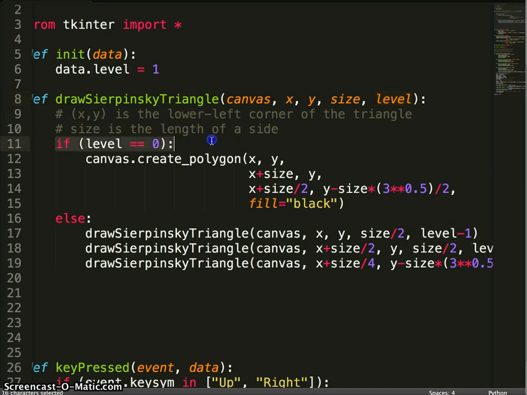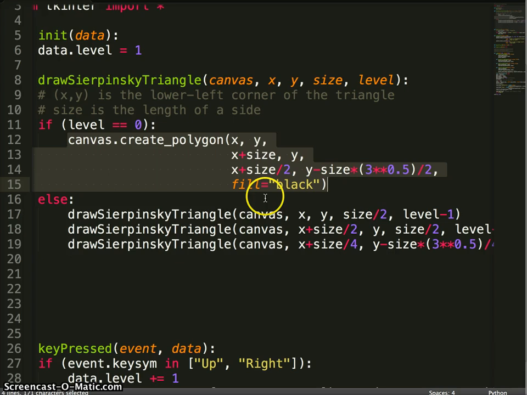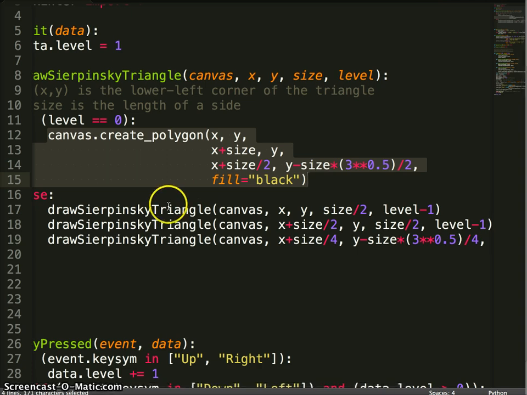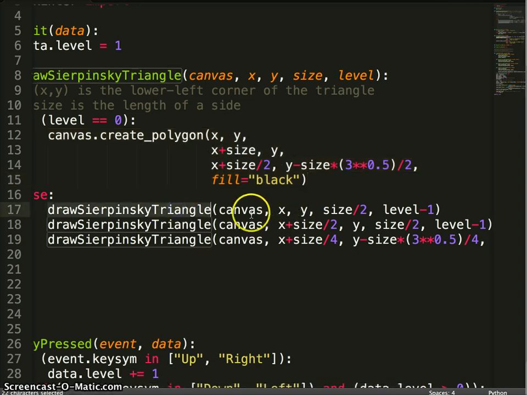So if the level is equal to 0, that means that we want to draw the most basic Sierpinsky's triangle. We simply just draw the polygon, which is that we just basically draw the triangle. So the basic Sierpinsky's triangle is just an entire black triangle. However, if I want to draw a Sierpinsky's triangle of depth or level greater than 0, then basically what I'm going to be doing is drawing a triangle in the same x and the same y, but with size divided by 2.